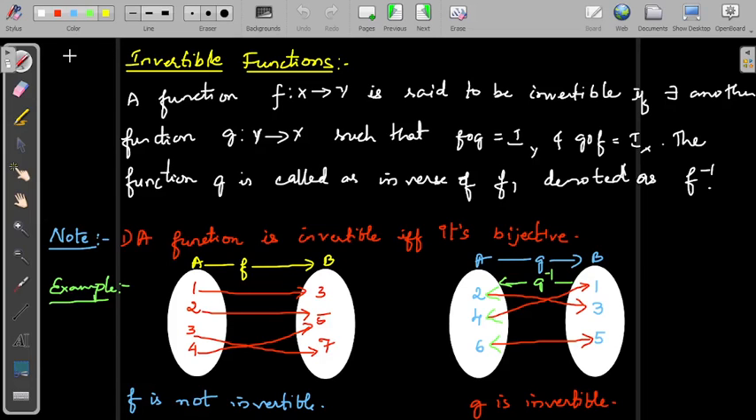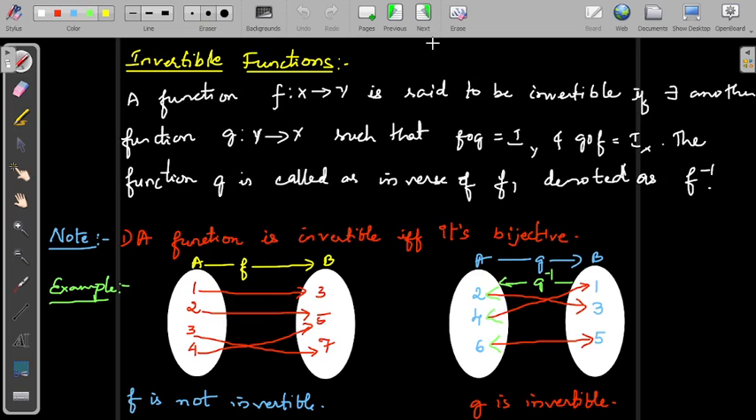Hello all, here in this video I'll explain about invertible functions. The concept of invertible functions came into existence because when you are defining a function, we are taking the domain first. We concentrate on the domain and we say that every element of the domain must have some association with a unique element of the codomain.